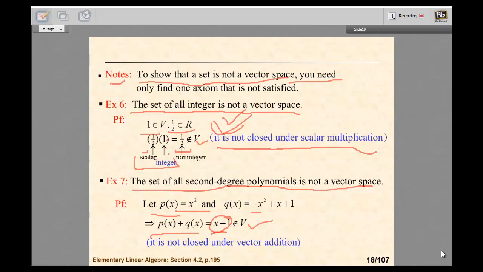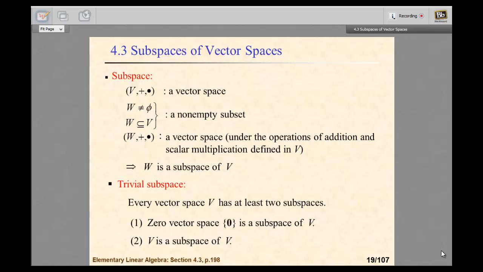Scalar means there is a constant, that is 1, 2, 3, 4. These are all scalars. And vector means the vectors, and scalar means whatever the constants are. These are called the scalars. So this means these are not vector spaces.